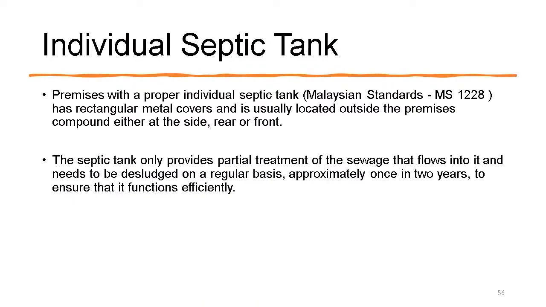Premises with a proper individual septic tank have rectangular metal covers and are usually located outside the premises compound, either at the side, rear or front. The septic tank only provides partial treatment of sewage that flows into it and needs to be desludged on a regular basis, approximately once in 2 years, to ensure that it functions efficiently. Kena ada maintenance lah sebab sludge dekat bawah tu have to be bawa keluar, kena disludge lah.